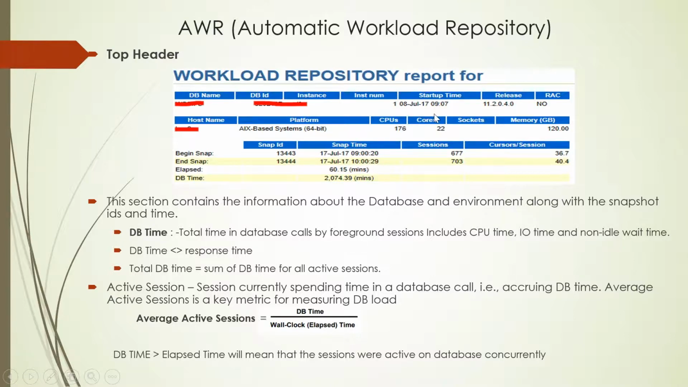What you should look for here is CPU, cores, sockets, what time it was taken, and the startup time of the database. It's not the time when you take the snapshot, it is the time when your database started. How many instances there are, whether it is an Oracle RAC or not. So it is not a RAC, it is a simple dedicated database server which has only one instance, started at 8 July. The server configuration is an AIX system, 64-bit, 176 CPUs, 22 cores, and 120 GB of memory. Now below that you have the snap ID.